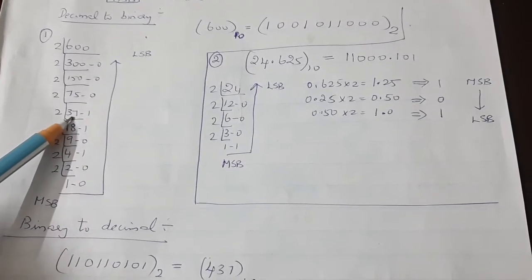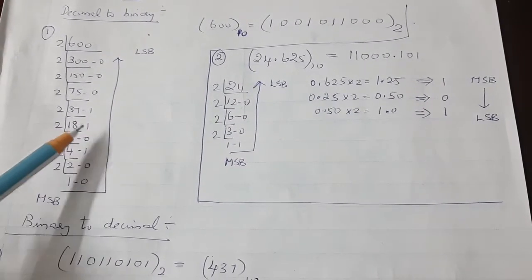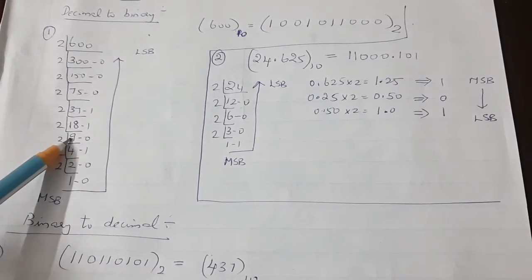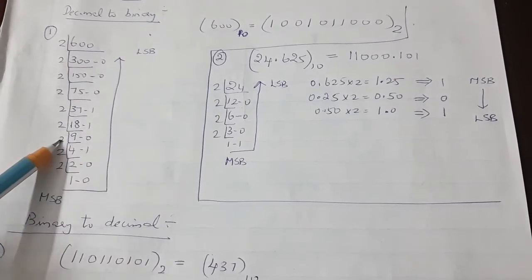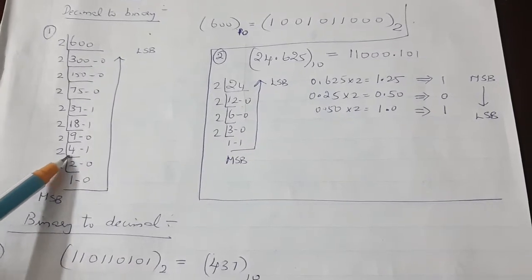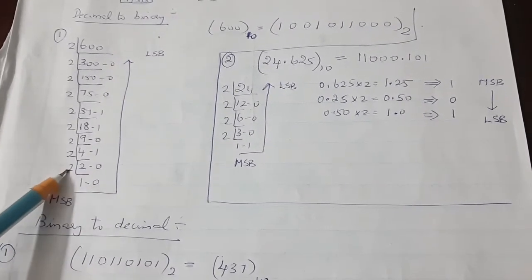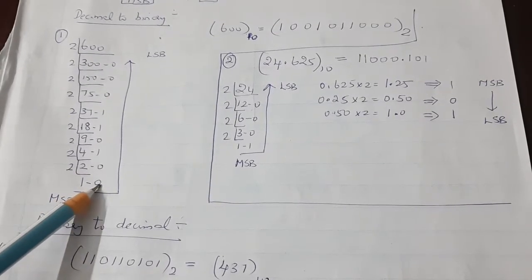Similarly, 37 divided by 2 is 18, remainder 1. 2 will go into 18 nine times, remainder is 0. 2 will go into 9 four times, remainder is 1. Similarly, 4 divided by 2 is 2, remainder 0. 2 divided by 2 is 1 time, remainder 0.